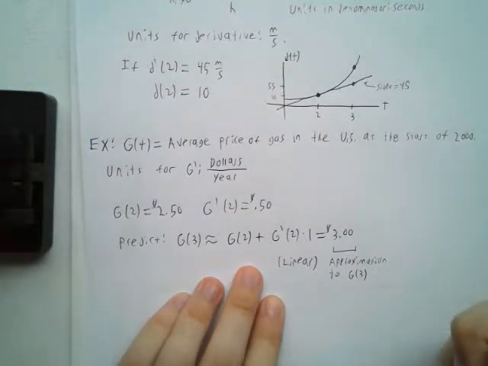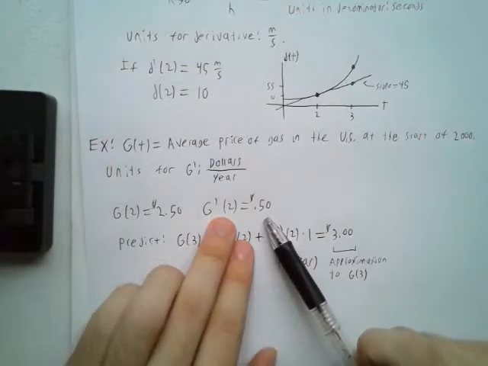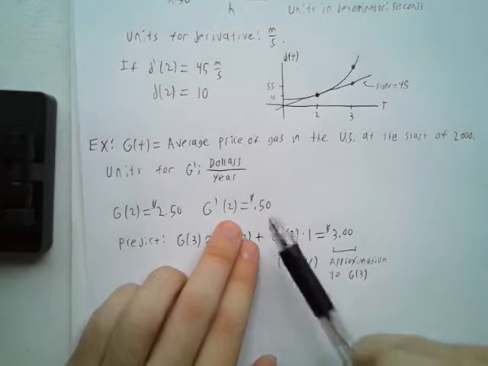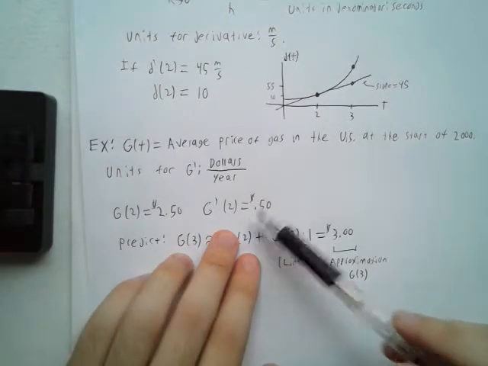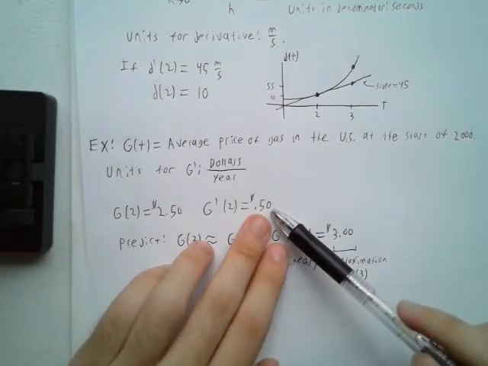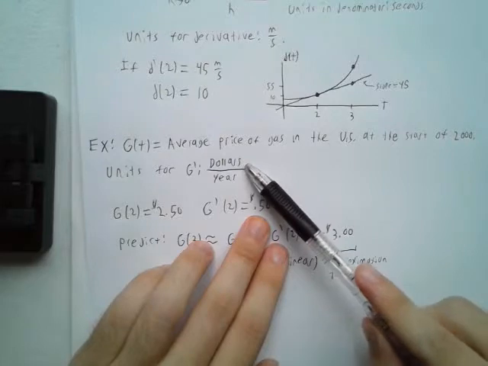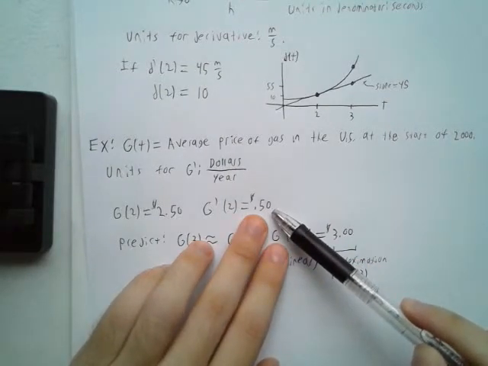But I think the main thing for now to keep in mind is that what the derivative is telling you is it's the rate of change at that moment. And you can figure out how to sort of interpret that in context using the units for the derivative. It's telling you that the output variable, in this case dollars, is going up by this amount each year at the start of year 2002.